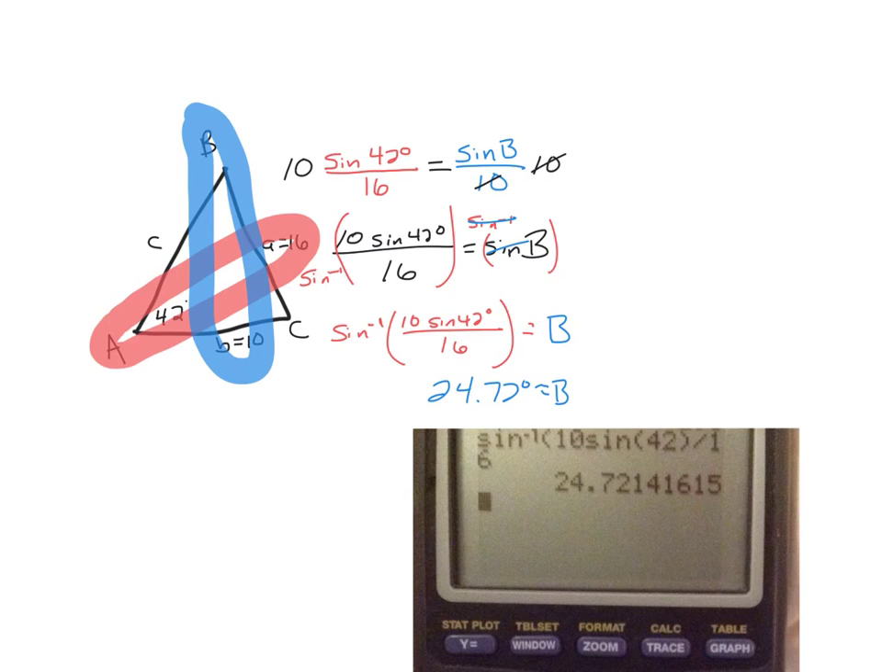So I typed it into my calculator, and this is what it looks like in my calculator. Once again, I don't know what yours looks like. Yours is probably some lame calculator. Mine's pretty sweet.